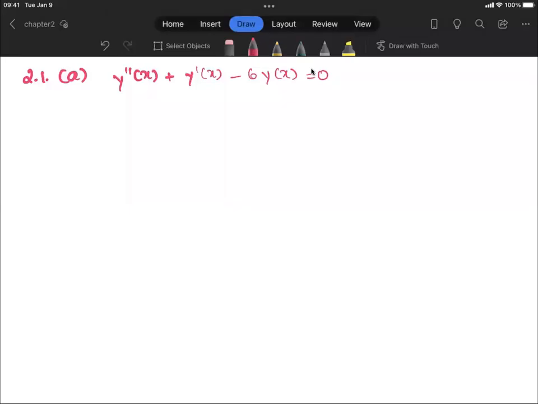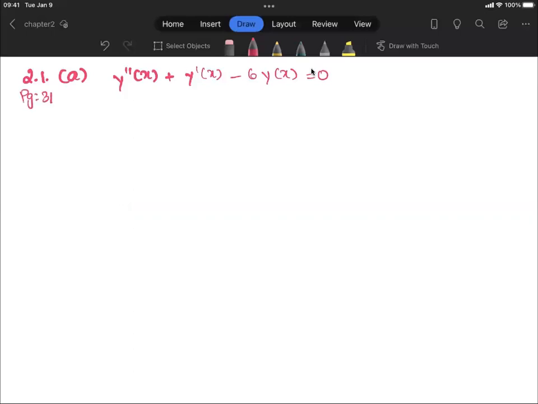Problem 2.1. This is on page 31. So problems 2.1 to 2.4 revolve around solving differential equations, which is what section 2.1 is all about.